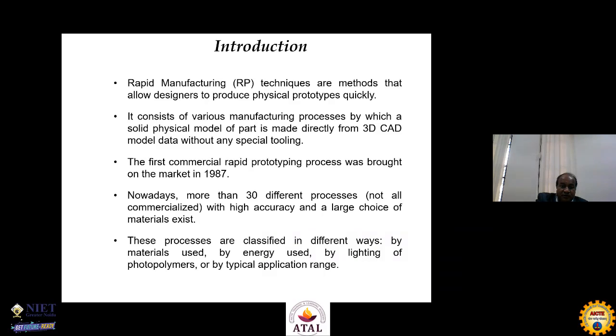Basically, rapid manufacturing techniques are methods that allow designers to produce physical prototypes quickly. It consists of various manufacturing processes by which a solid physical model is produced from 3D CAD model data without any special tooling. Why is it called rapid manufacturing? Because it is very fast and quick.